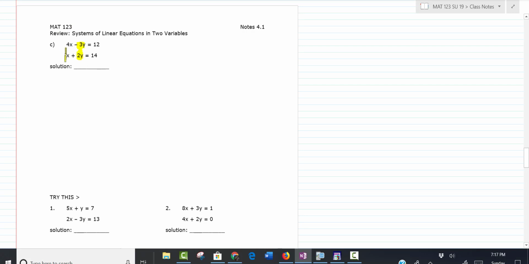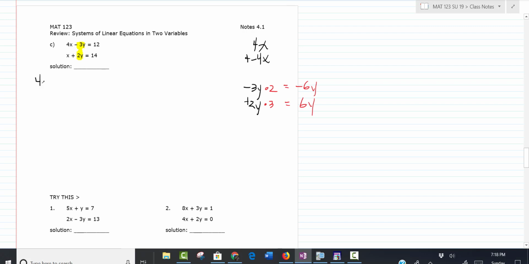Now, I could also eliminate the x's. If I eliminated the x's, then I would want this to say 4x, and then I would want it to say negative 4x. Just to do something a little bit different, I've got a negative 3y, and I've got a plus 2y. Well, I want one to be negative and one to be positive. So if I multiply this one by 2, I get negative 6y. And if I multiply this one by 3, I get 6y. So I'm going to approach this problem this way.